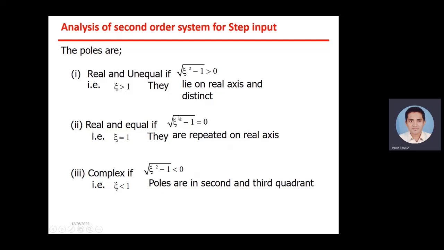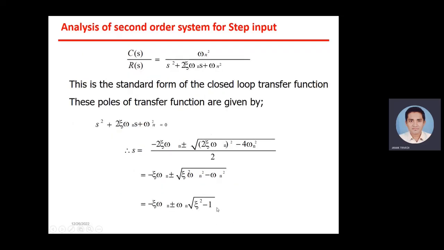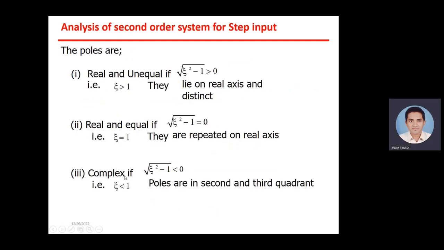Real and equal if zeta square minus 1 equals 0. So in this equation, if zeta square minus 1 equals 0, then both are real and equal. Then complex: if the part under the root, zeta square minus 1, is less than 0, then the poles are in the second and third quadrant, like zeta less than 1. So the poles are complex.